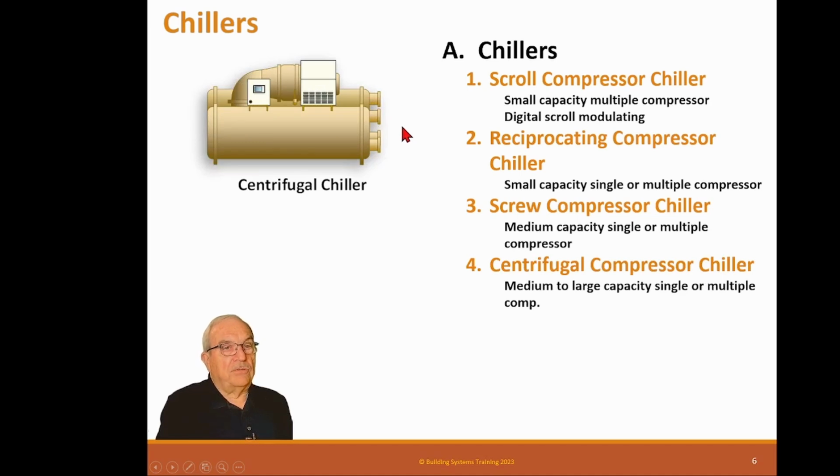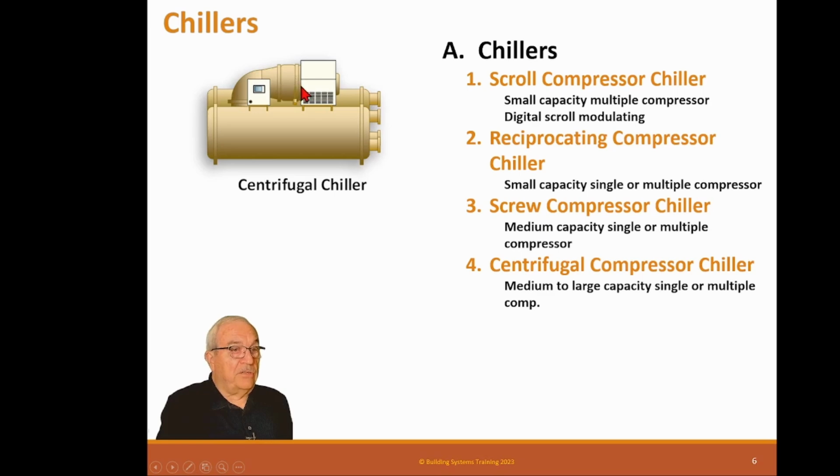And then we have centrifugal compressors, which can be large chillers. These can go up to 2,000 tons or quite a bit more. Normally 1,000 ton is the sweet spot for this chiller, or anything below. And these go from 100 ton up. And of course they have a centrifugal compressor.